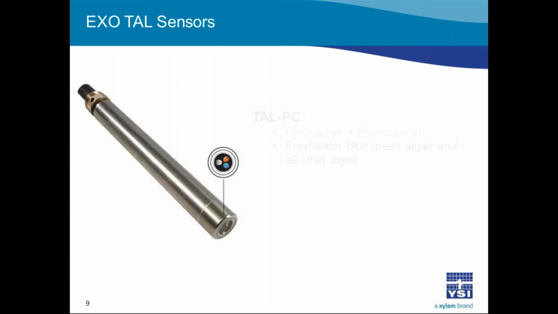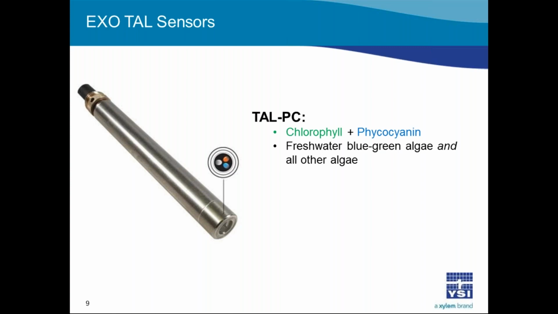The way we take advantage of that is we've designed a couple of sensors. The one that gets used the most often is called the total algae phycocyanin, or PC sensor. That is what we call a dual channel sensor, and it emits wavelengths of light that excite both chlorophyll and phycocyanin. This sensor is most useful for monitoring blue-green algae in a freshwater environment. And not just blue-green algae, but all other algae because of the chlorophyll component of the sensor.